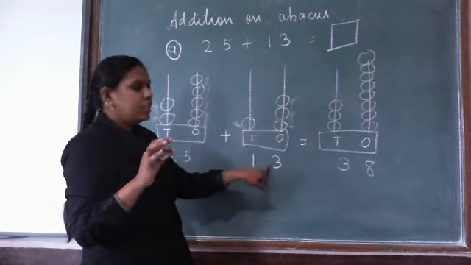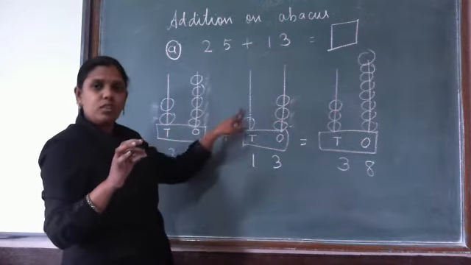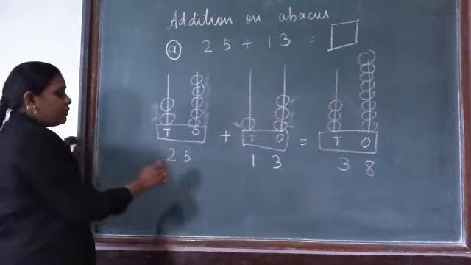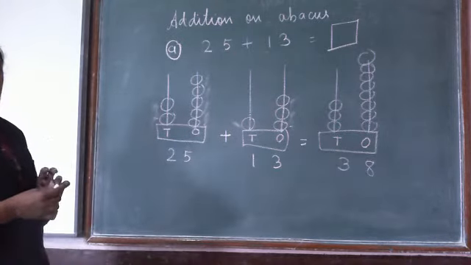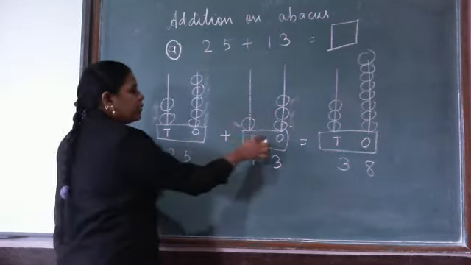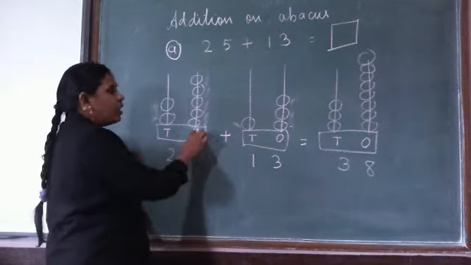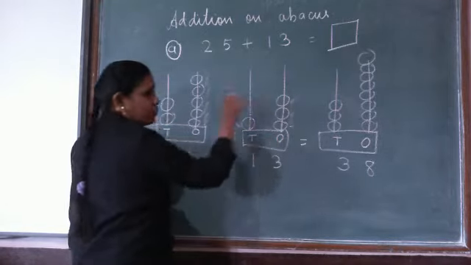Here the ones place digit is 3, so make 3 beads here. Here the tens place number is 1, so make 1 bead. Okay, in this way we have placed the number of beads. Now what is our next step? We have to add. So we have to add the ones place. We have to add all the beads at the ones place in this number and in this number also.